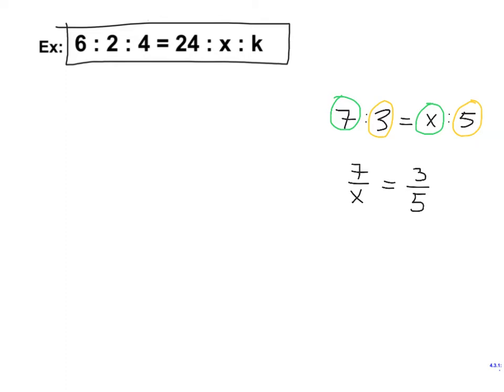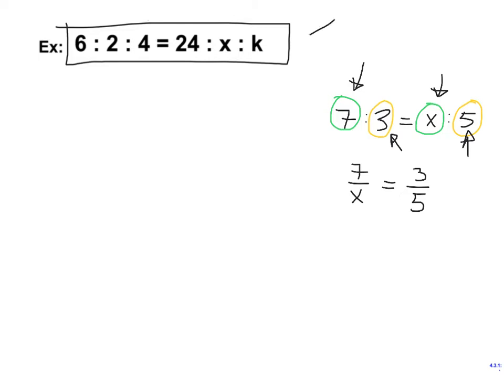So you're always beginning with the left side, but you did the first number on the first side relative to the first number on the second side. And then you went for the second number on the first side over the second number on the right side. Okay, so you're able to write this proportion this way as well.